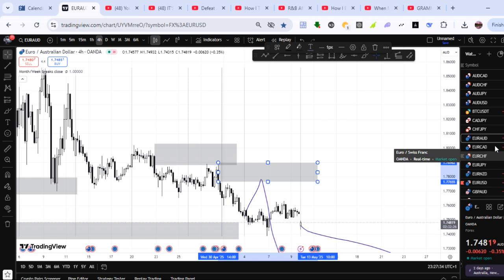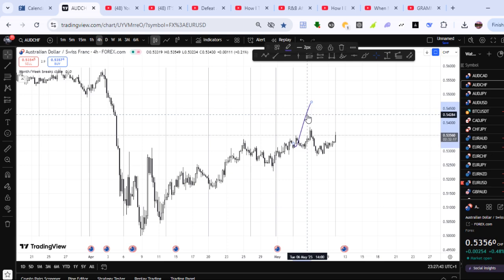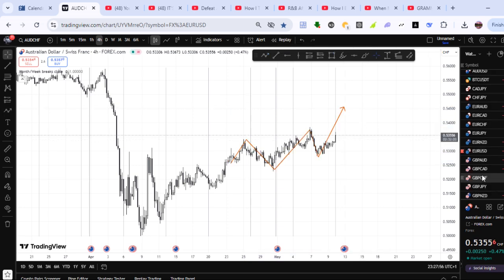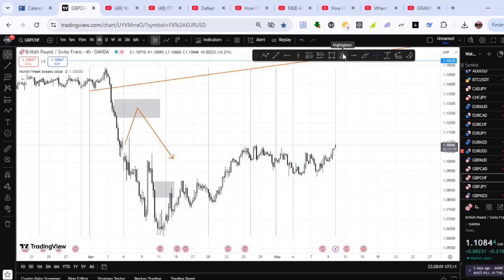We have all this Swiss weakness, so I'm expecting this price to continue to the upside. This was my analysis last week. So we have this deeper pullback, and I'm expecting this to continue higher. It's just the same thing with the pound Swiss.